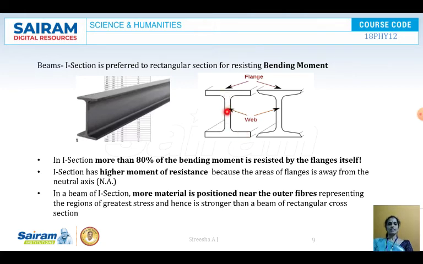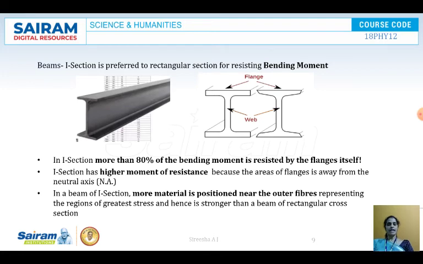The part which connects the two flat surfaces is called the web, and the flat surfaces are called flanges. I section beams are preferred to rectangular section for resisting the bending moment. We have seen in the bending moment that there is a bend where the neutral axis is fixed. But I-beams resist the bending moment. In an I section, more than 80% of the bending moment is resisted by the flanges itself. That means most of the bending is taken by the flanges.